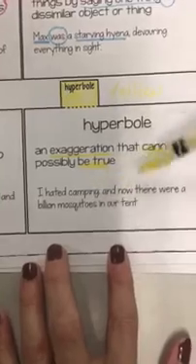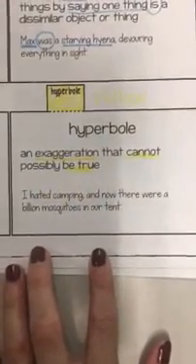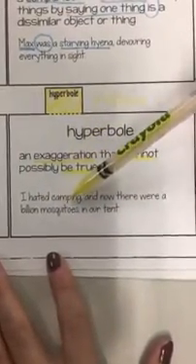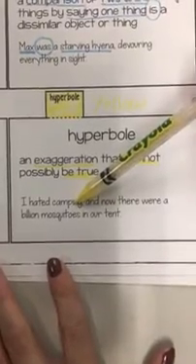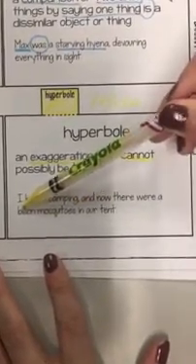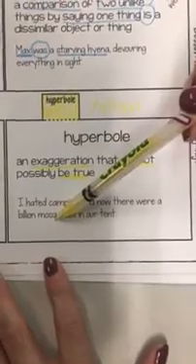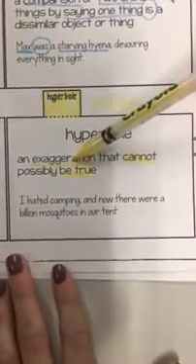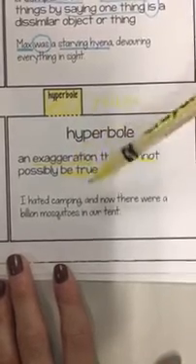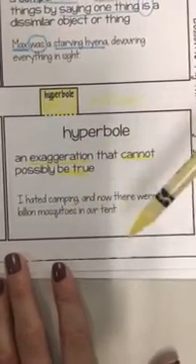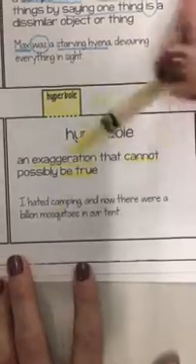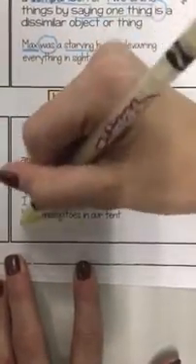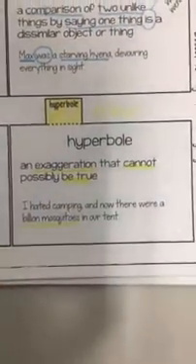So I hated camping, and now there were 1 billion mosquitoes in our tent. Is it possible that there could actually be 1 billion mosquitoes? No. We are exaggerating for effect. We want to say how unhappy we are, even with the 20 mosquitoes, but in order to emphasize it, we say 1 billion mosquitoes. There's your hyperbole.